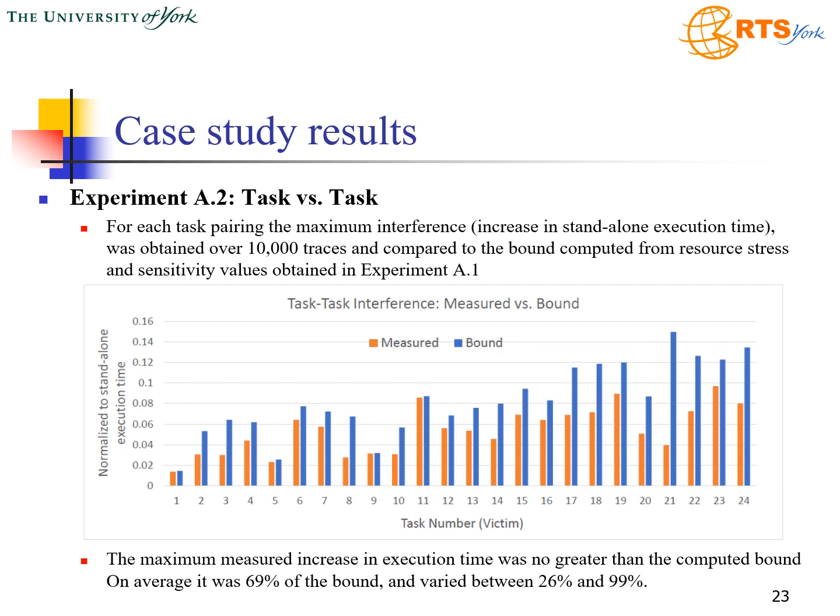So task 1 was paired with task 2, task 3 and 4 were paired, task 5 and 6 were paired, and so on. The maximum measured increase in execution time was no greater than the computed bound. On average, it was about 69% of the bound and varied between 26% and 99%. Thus validating both the task model and the underpinning concepts for this piece of research.